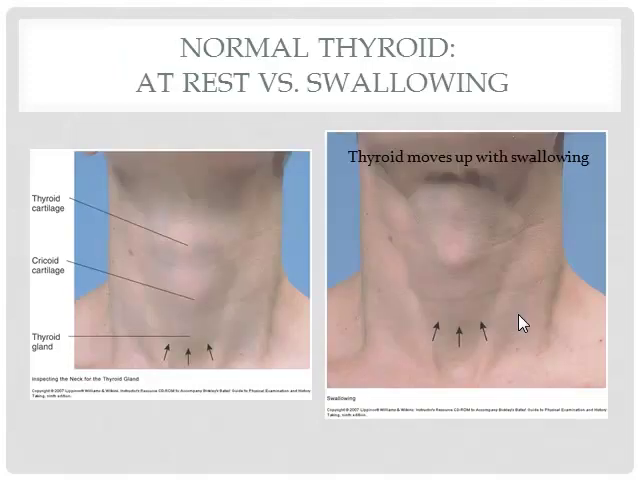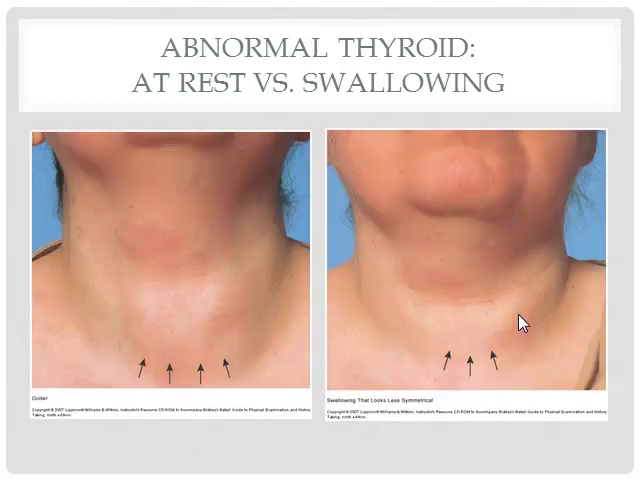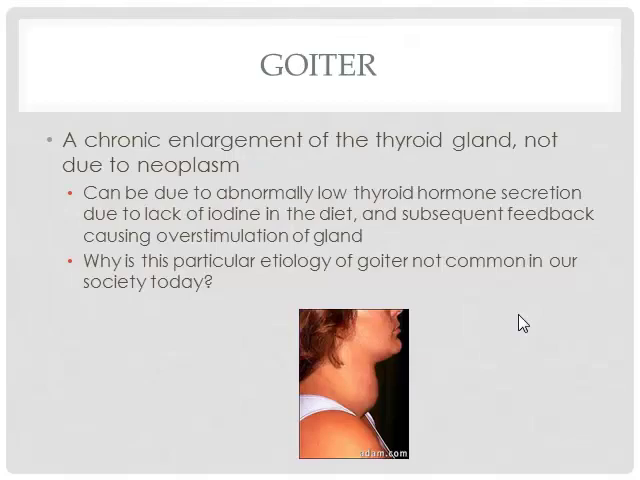So if we look at the picture here, a normal thyroid at rest on the left, and then swallowing. It's just showing you the picture of the thyroid moving up with the swallow. An abnormal thyroid at rest versus swallowing, that thyroid gland does not move. And so that's what this picture is trying to show you.